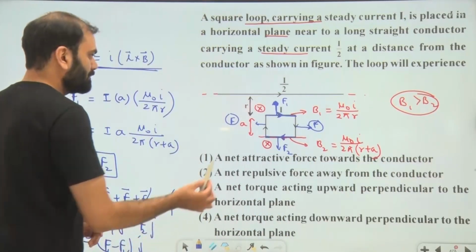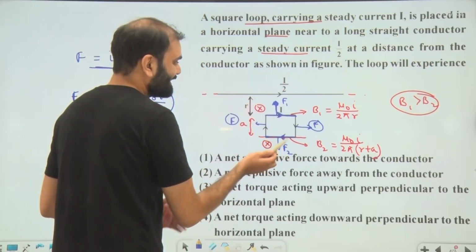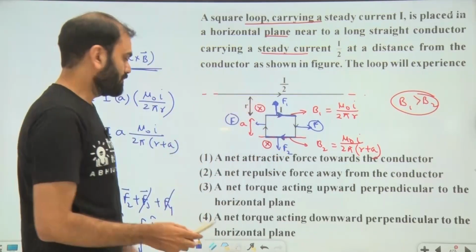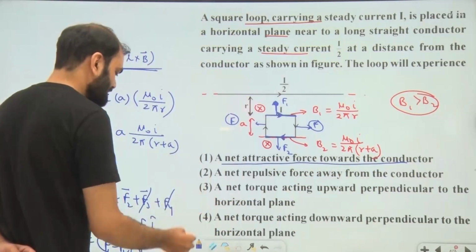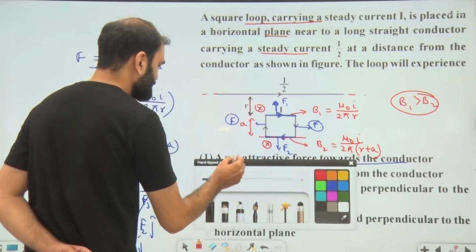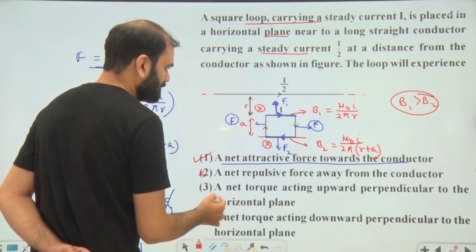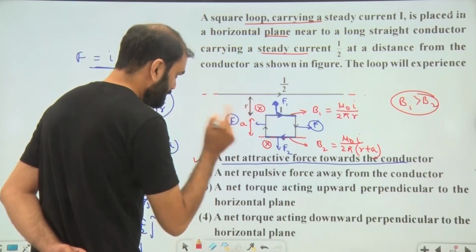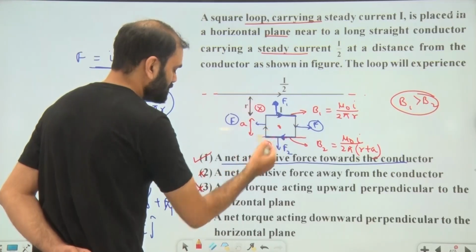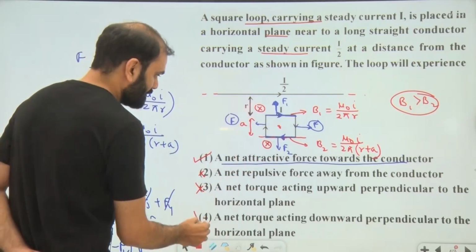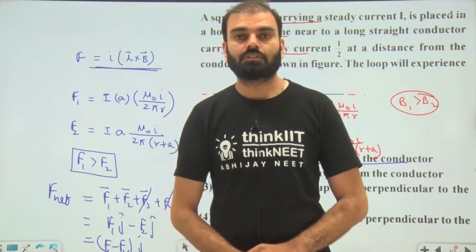So the net force on this loop will be in the upward direction, so the loop will get attracted towards the wire. A net attractive force towards the conductor is correct. A net repulsive force is not correct. As for torque, there is no torque, because all these forces pass through the center. So option number first is the correct answer to this question. Okay, thank you.